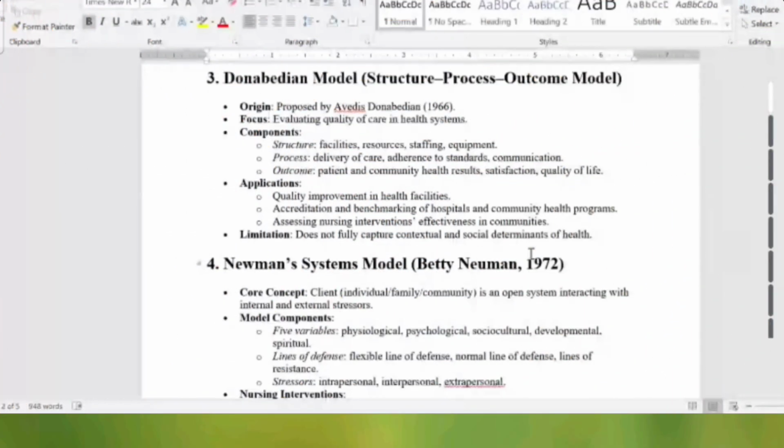Now we can move to the Neumann system model. Betty Neumann, that is in 1972. This is the founder, the person behind this particular model, called Betty Neumann.